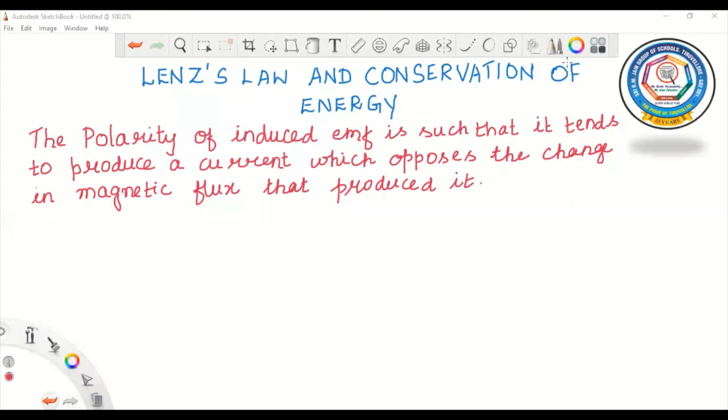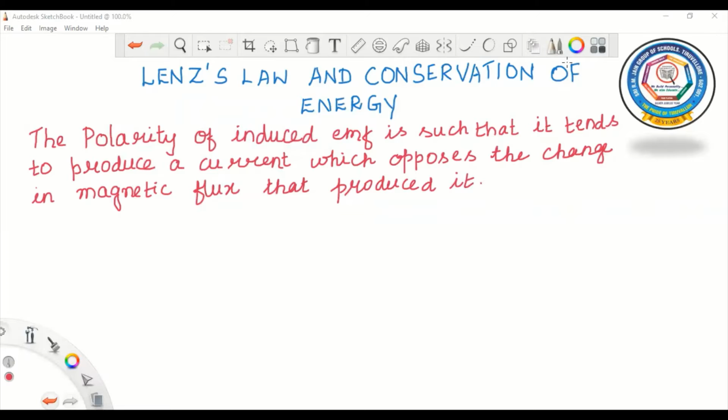Today, we are going to discuss Lenz's law and conservation of energy. In 1834, German physicist Heinrich Lenz deduced a rule known as Lenz's law, which gives the polarity of the induced EMF. According to Lenz's law, the polarity of induced EMF is such that it tends to produce a current which opposes the change in magnetic flux that produced it.